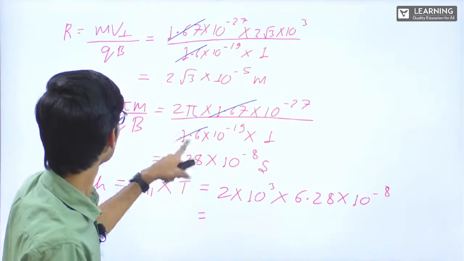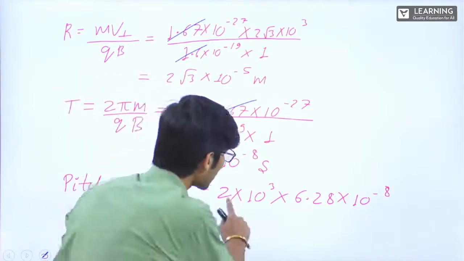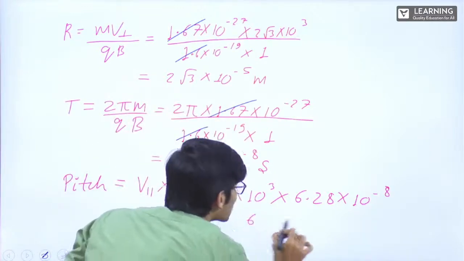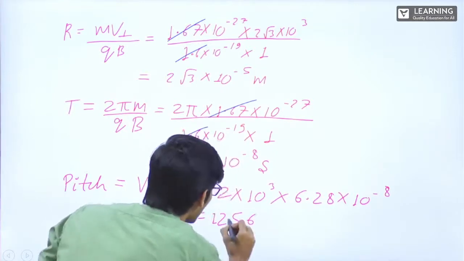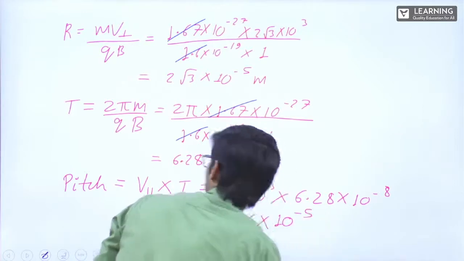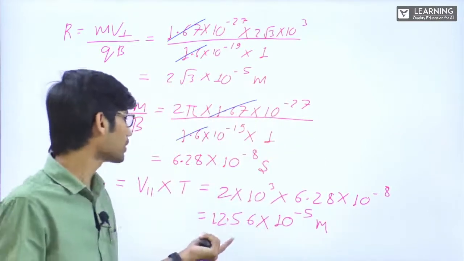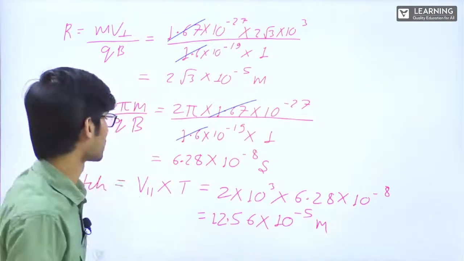So 2 pi into mass upon qB. 2 6s are 12, 2 8s are 16, 6, 1 carry, 2 2s are 4, 1 is 5. 2 6s are 12. 12.56 into 10 power minus 5 meters. Correct? Or you can write 1.256 into 10 power minus 4 meter also.